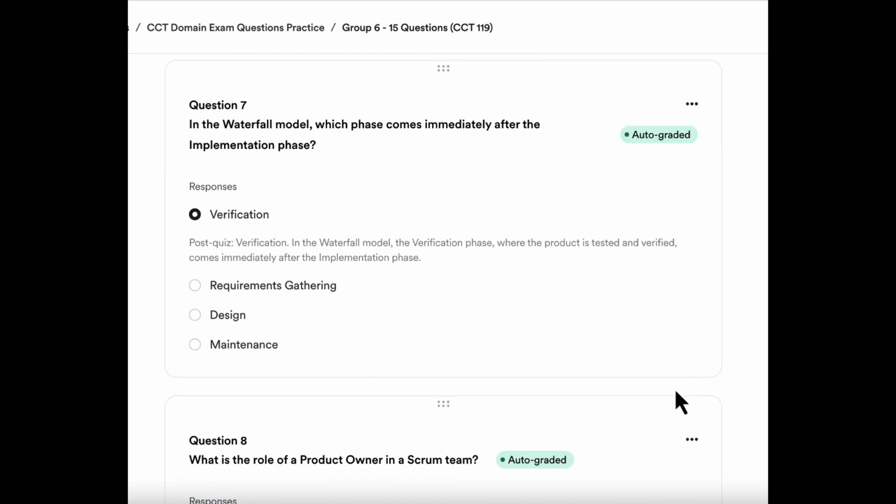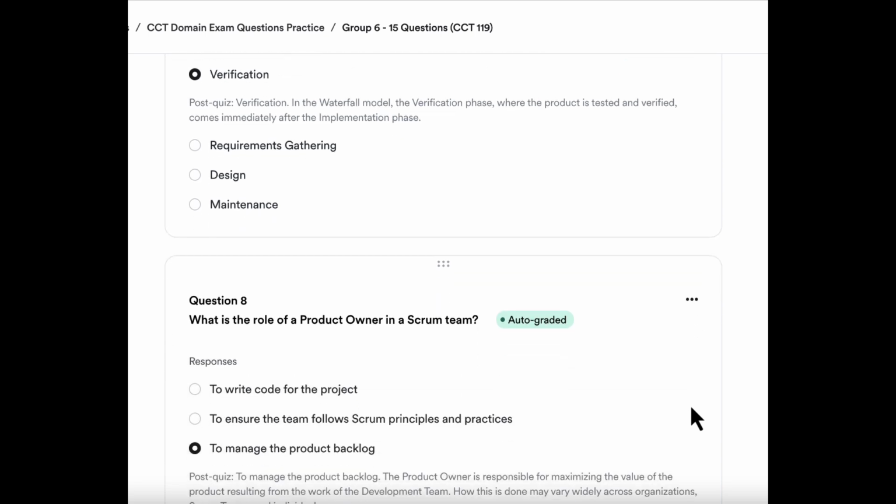Question 7, in the waterfall model, which phase comes immediately after the implementation phase? A, verification. B, requirements gathering. C, design. Or D, maintenance. And that is A, verification. Verification is where the product is tested and verified, and it comes immediately after the implementation phase.